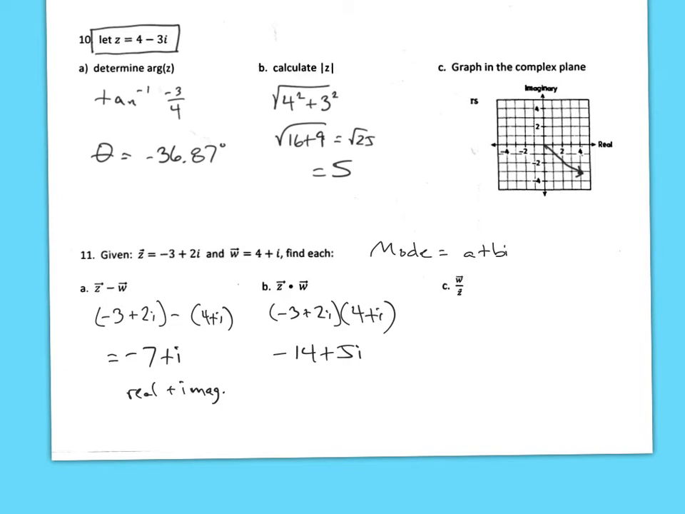Now for this one, the W is on top. So this is 4 plus i on the top. That needs to be in parentheses for sure. The division is super, super picky. I would be careful and make sure everything is in parentheses.